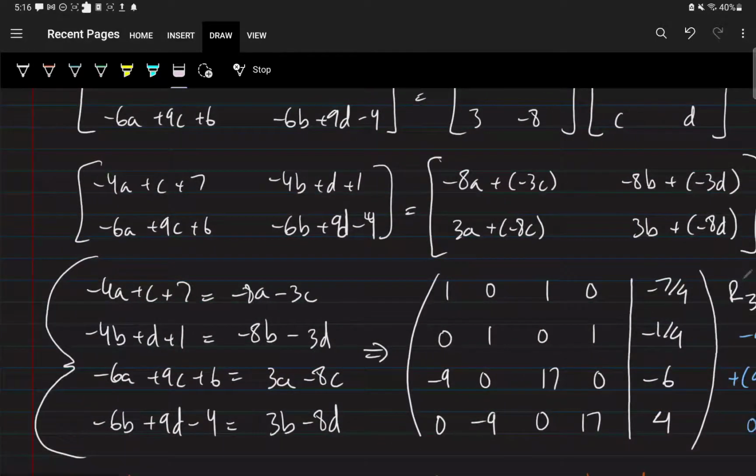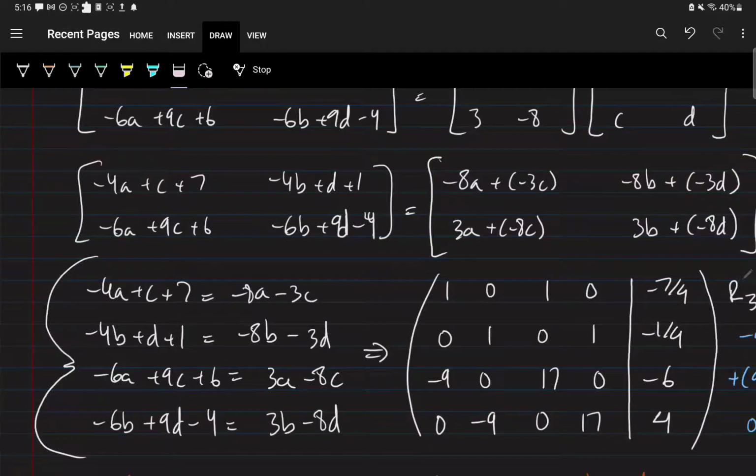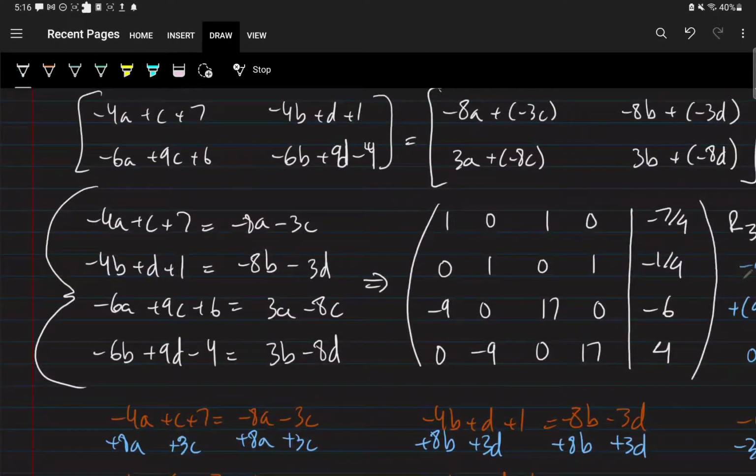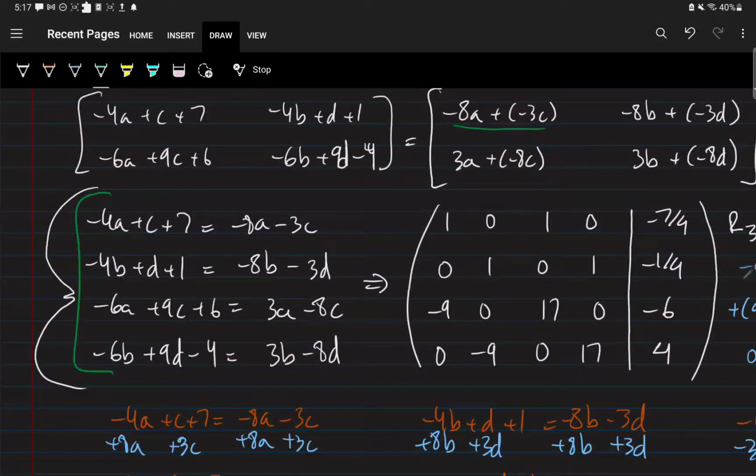And they are equal to each other, which means that this entry here is equal to this entry. Likewise, this entry here is equal to this entry, and so on until we've covered all the entries. So then it follows that we now have a system of equations. This one is equal to this one, and that's reflected here in this system. There are 4 entries, so there are 4 equations in this system.